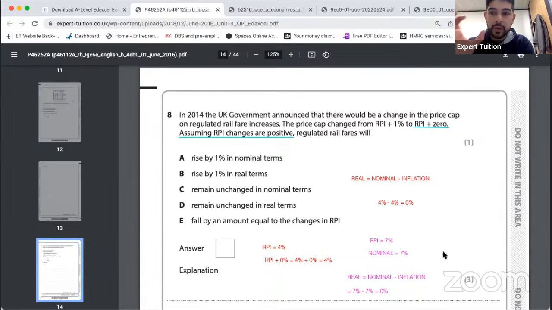Had you not underlined that the RPI changes are positive, very easily you could have selected E, because E would be correct if it were not for that statement: fall by an amount equal to the changes in RPI. Well, yeah, if RPI was negative, then it would be true, but it can't be negative based on what they've just told us. Cool, right, let's go back. We went on a bit of a tangent there.